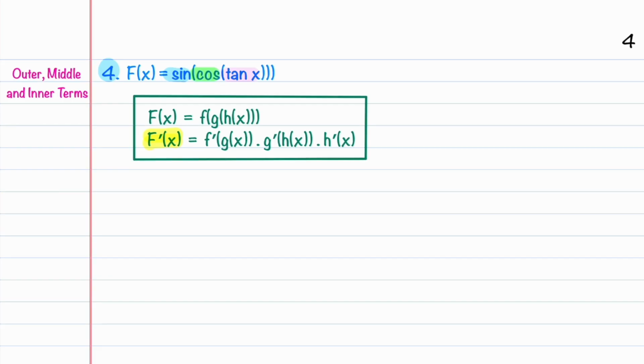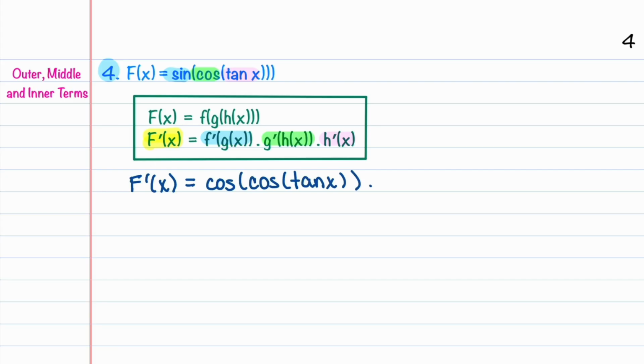It is going to be the derivative of the outside function times the derivative of the middle function times the derivative of the inside function. Our derivative is going to be f prime of x. The derivative of the outside function is the derivative of sine, which is cosine. So we have cosine of tangent x.